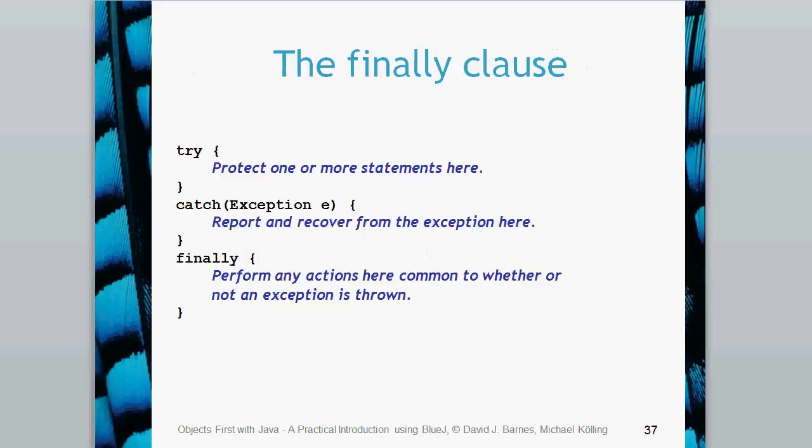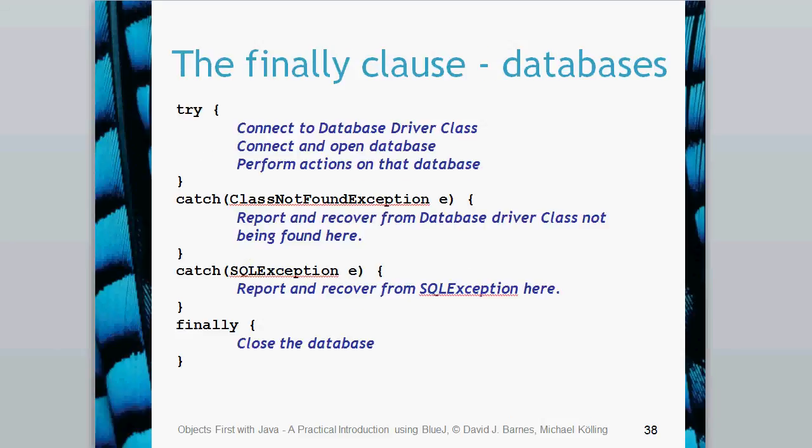So when we're looking at our databases, our connection process is going to look something like this. In our try block, we're going to have the connect to the database class, connect and open the specific database, and perform actions on that database. All of those tasks are very error inducing things. Then we're going to catch a class not found exception or a potential SQL exception. Once we've done all that, the main thing with databases is that you need to close the database. If the database is not closed, then you're going to have some problems later. So the final job there is to close the database. So whether it works or not, you're going to end up closing it.